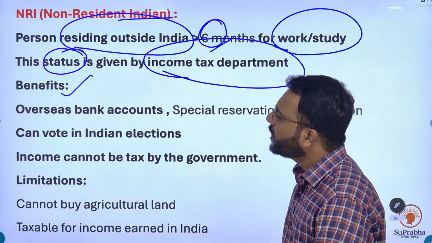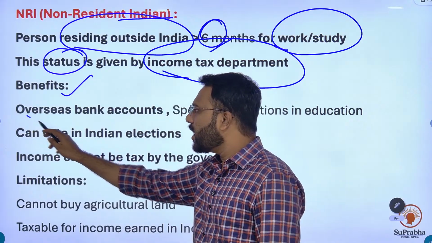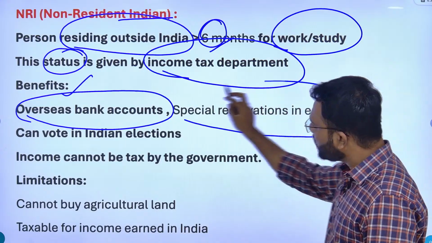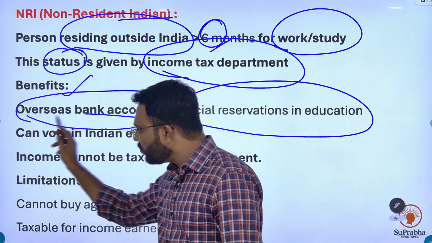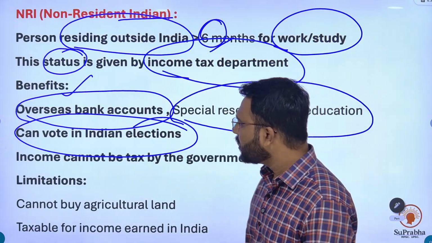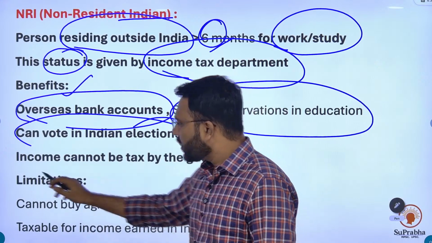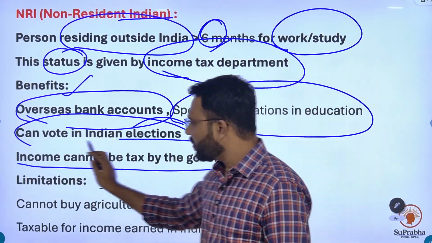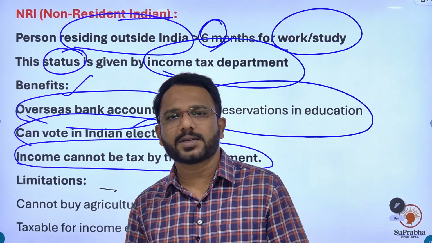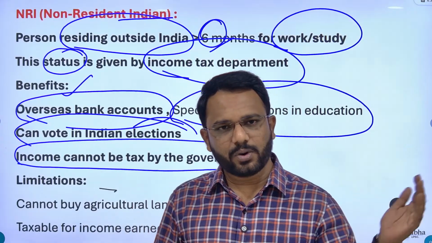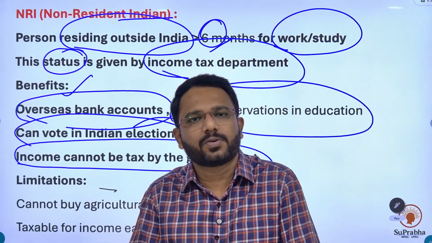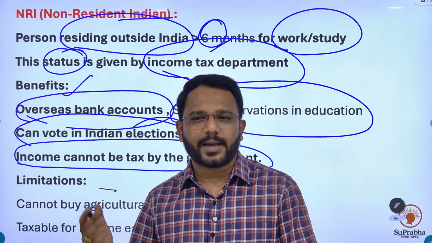The benefits of being an NRI are that they can have an overseas bank account. Okay, they can have special reservation in education. They can also vote in Indian elections, like for parliament and state legislature. And their income cannot be taxed by the government. Okay, all these changes were introduced in the recent amendments for NRIs so that the NRI could remit the maximum amount without having any problems or issues like taxation and all those things.